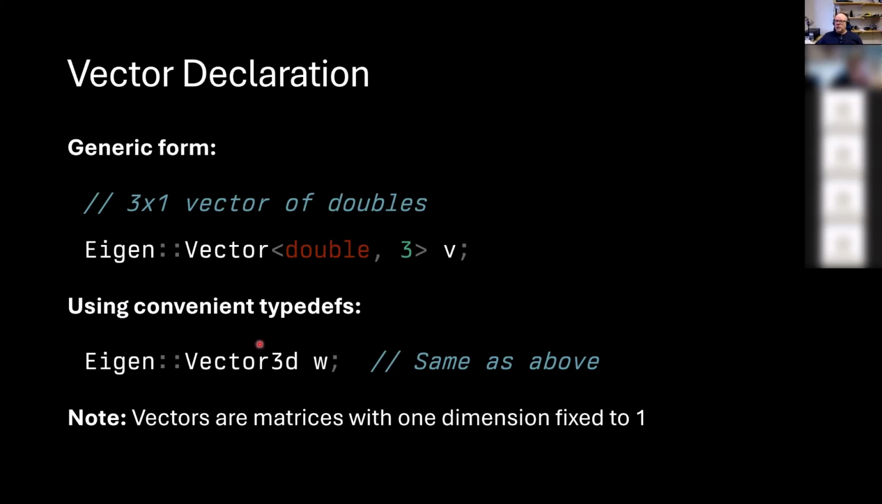Eigen stores data column-wise, not row-wise. So by default, it's column-wise. So this is equivalent to a column vector, but there is no explicit column vector in Eigen. There is a row vector. So that is distinct, but by default, a vector is equivalent to a column vector. And if you want a row vector, you have to specify the row vector class.